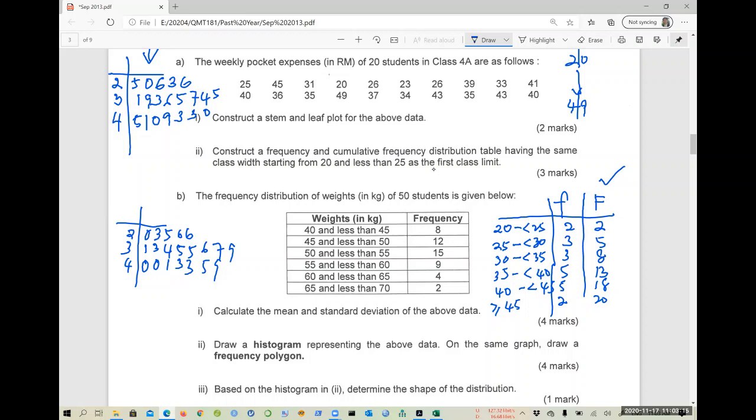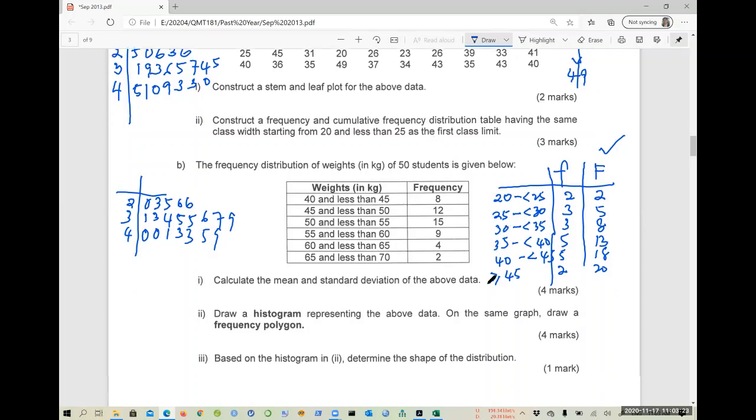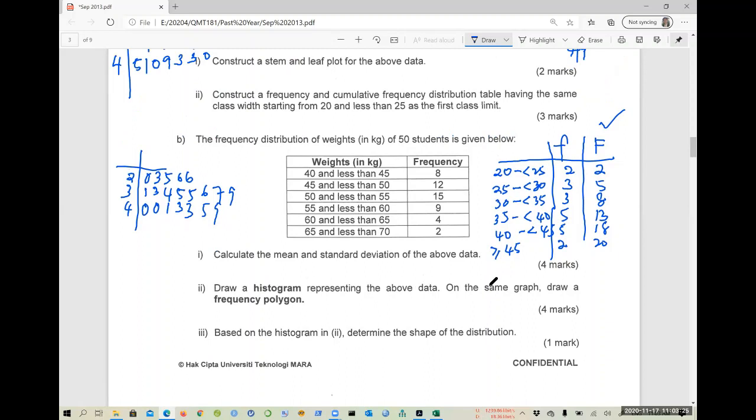So that is for the ungrouped data set. And then the second part is the group data set where you have to calculate the mean and the standard deviation and so on.